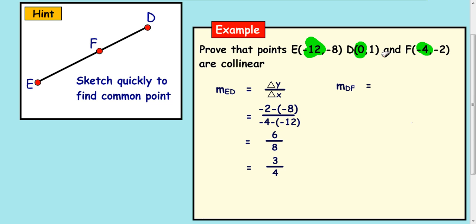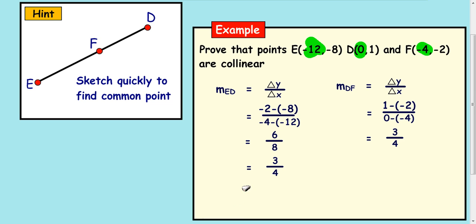So that would be -2 take away 1, or 1 take away -2, and then 0 take away -4. So that would come to 3 over 4, which is the same. So in this example, what I've done is I've worked out ED and then DF. So E to D and DF.